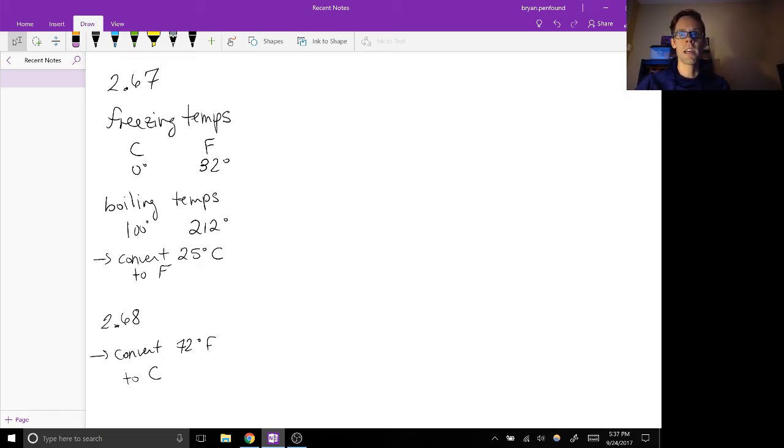So let's take a peek at 2.67. 2.67 deals with converting between Celsius and Fahrenheit. It gives us the freezing temperatures of Celsius and Fahrenheit at 0 degrees and 32 degrees. It gives us the boiling temperatures of Celsius and Fahrenheit at 100 degrees and 212 degrees. And then it wants us to figure out a linear equation that's going to relate Celsius and Fahrenheit together.